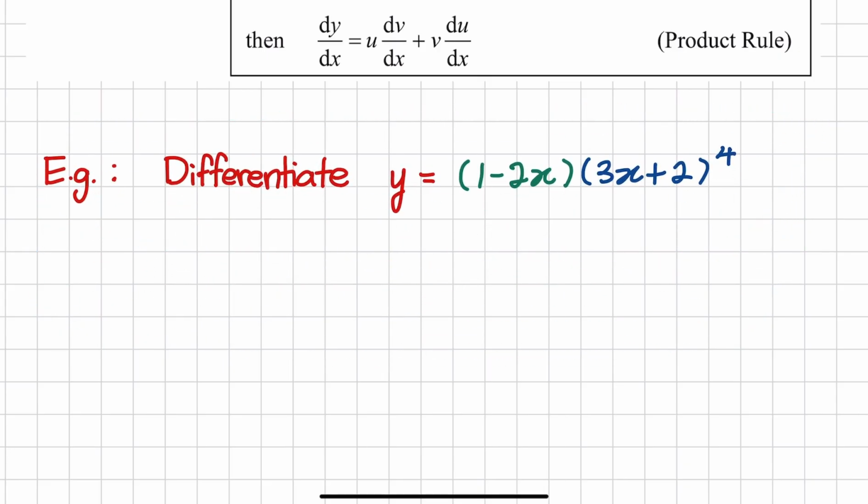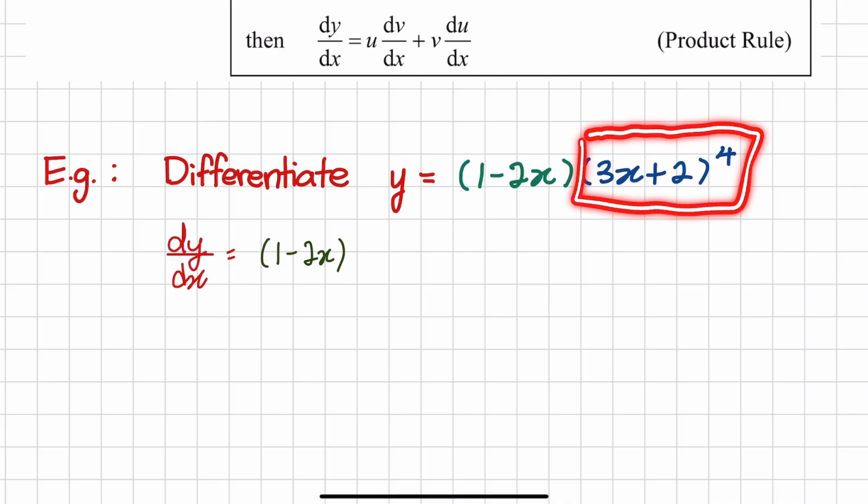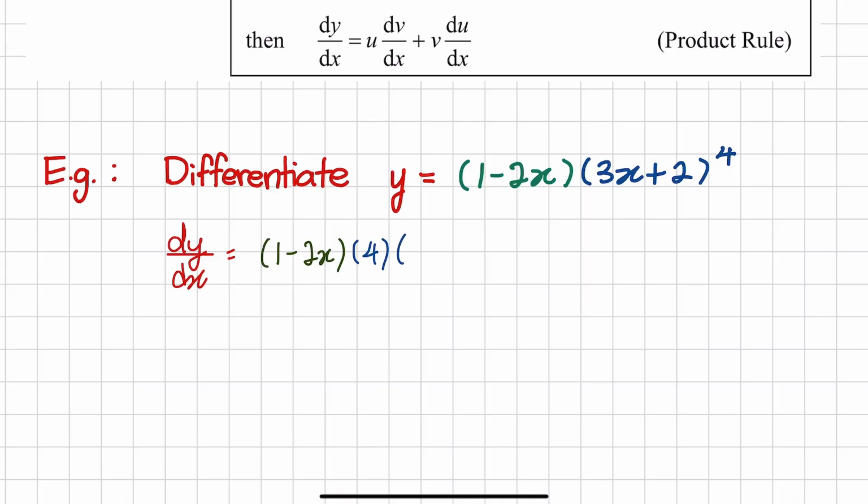Okay, to find dy over dx, very simply, step 1, based on this product rule over here, I keep the first term, which is 1 minus 2x. Okay, this is green. Then now, I differentiate the second term. So by differentiating this term, you can apply your chain rule. I will get 4 times 3x plus 2. Now, current power, bring down the power, current power minus 1, which will give me 3. Then times differentiate inside the bracket, which will be differentiating 3x plus 2, I will get 3.